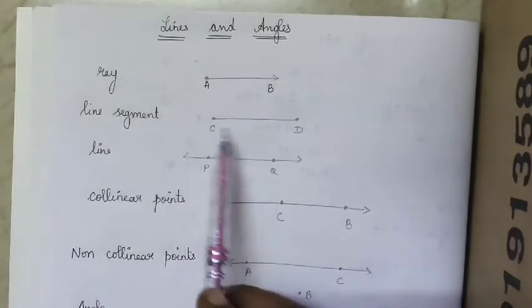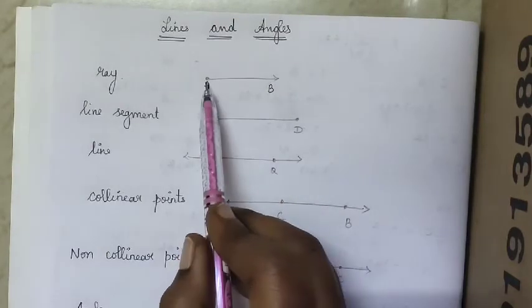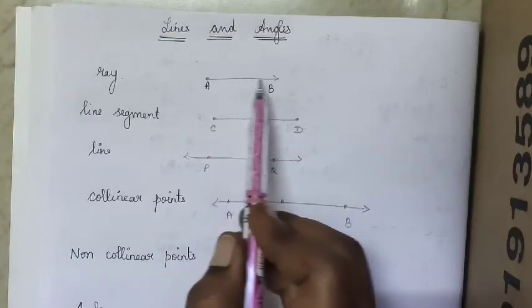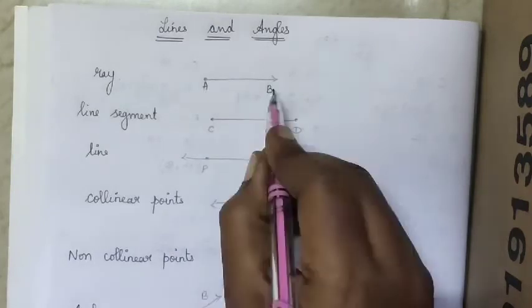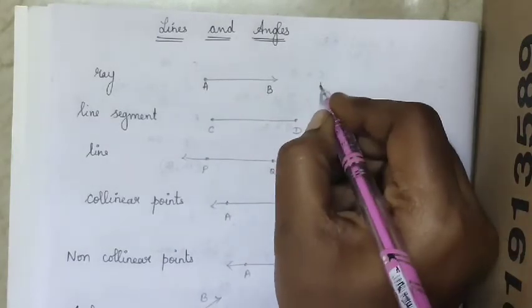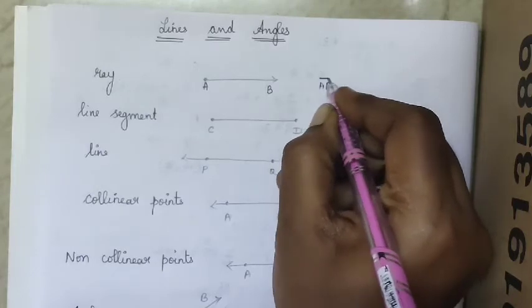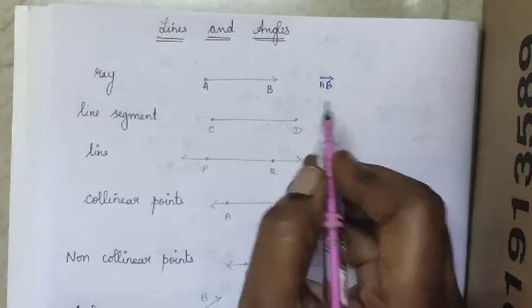Ray. This is a way to represent the ray here. It has one point and a line will be there. This we used to represent as, the name of this is AB. So A, B, same way how it is there, the same way we will represent here.